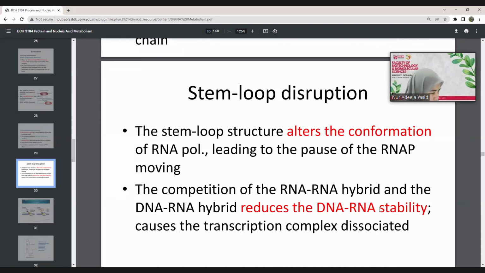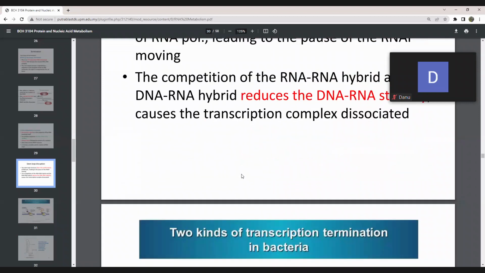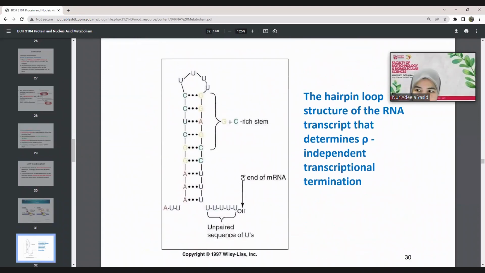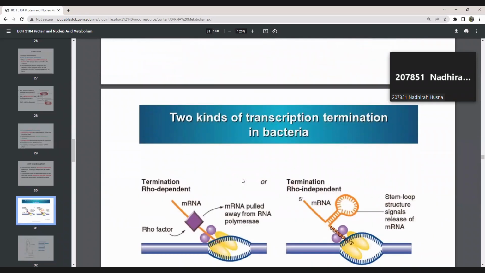Danu, you okay? Okay, Doctor. All right. Any other questions? Doctor, actually I don't understand the RNA hybrid, Doctor, still don't understand.